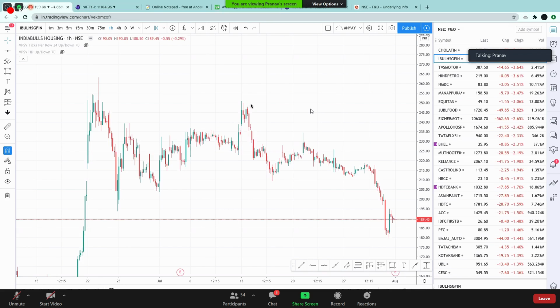Option buying with today's strategy. You can do option buying or selling, but like I said, option buying requires a bigger capital.